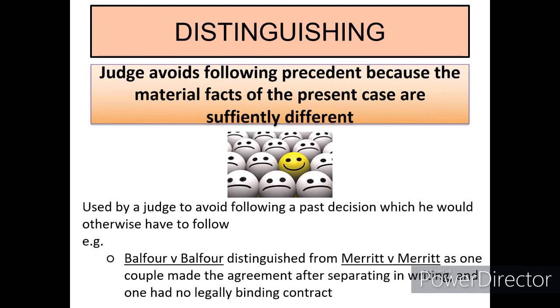Then we've got distinguishing. This is a way a judge can avoid following precedent. And they do that by pointing out that some of the material facts of the present case are different. And the case example for this is Balfour versus Balfour, which was distinguished from Merritt versus Merritt. They both involved couples who had split up, but one couple had an agreement in writing and the other did not. And the judge felt that these material facts were sufficiently different to enable him to avoid following the decision made in Merritt versus Merritt.